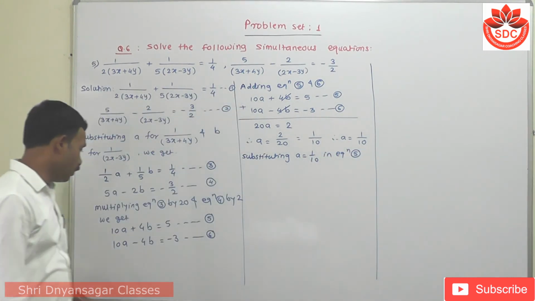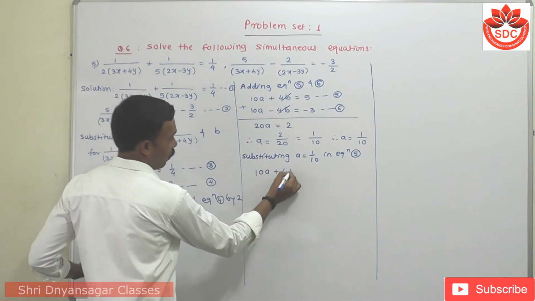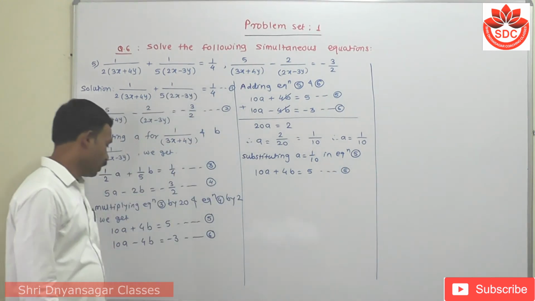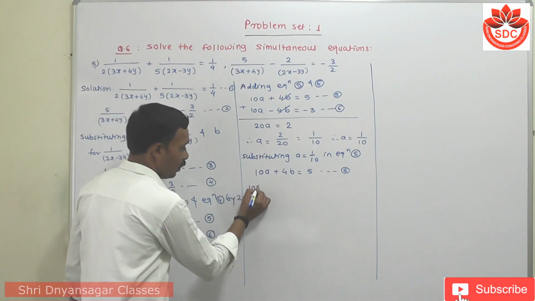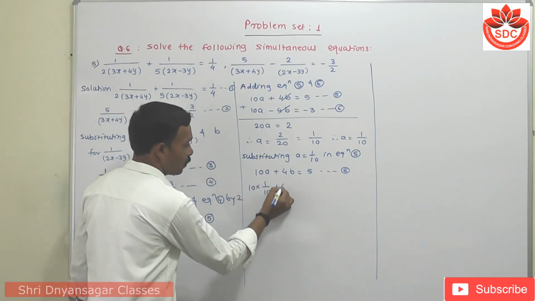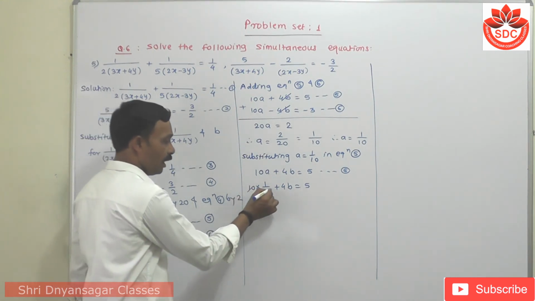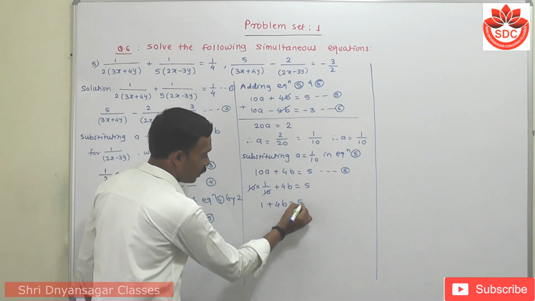The equation 5 is 10a plus 4b is equals to 5. This is equation number 5. Now we substitute the value of a, means that 10 into 1 upon 10 plus 4b is equals to how much? 5. This 10 gets cancelled, means that 1 plus 4b is equals to 5.